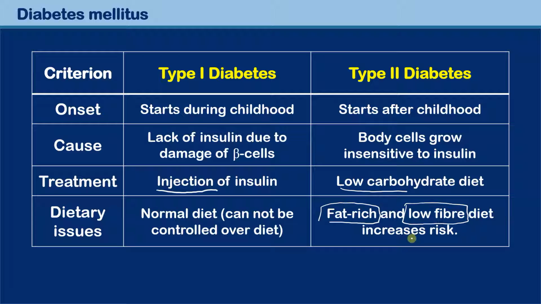So type 2 diabetes is also associated more with obesity and an unhealthy lifestyle in addition to that, because these lifestyle issues somehow influence the body's cells to grow insensitive. So this was basically an overview of these two types of diabetes mellitus. In both cases, a problem in controlling the body's blood glucose level.